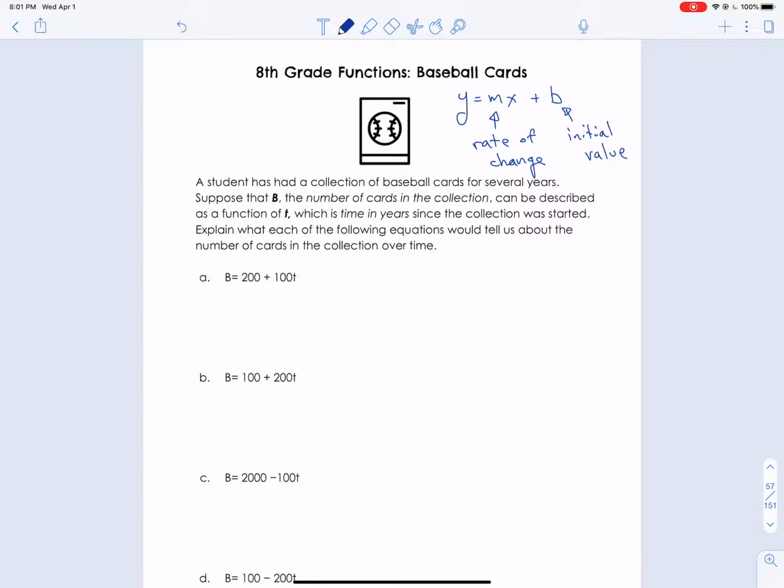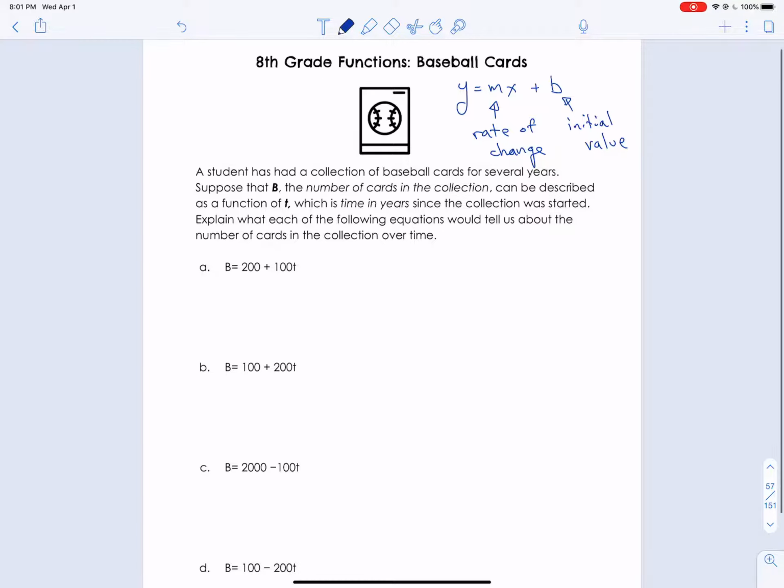Okay, so it looks like these equations are written in a little bit different order. So instead of y equals mx plus b, it's y equals b plus mx. It's fine. It's the same thing. M is still our rate of change. B is still our initial value. And we can rewrite that in a different order because we have the commutative property of addition. So this is the way it's written. So let's focus on that.